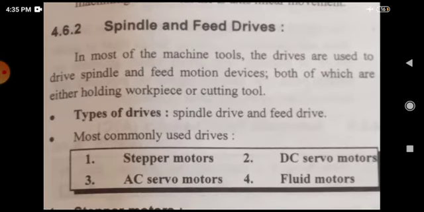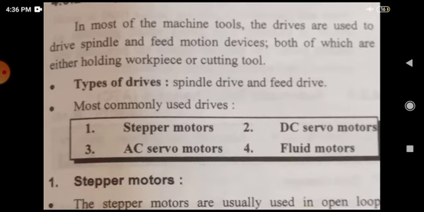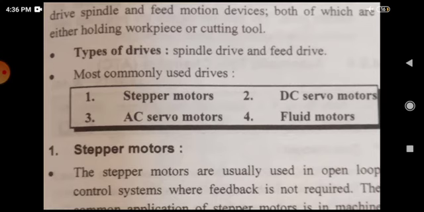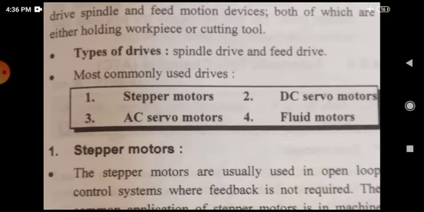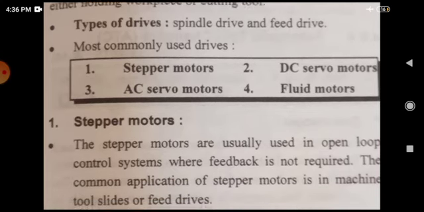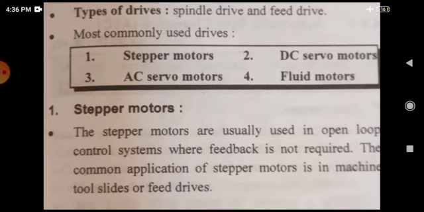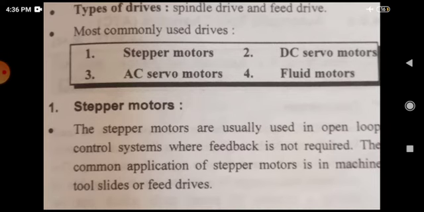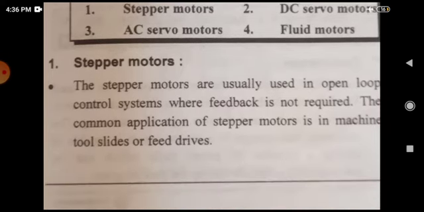In most of the machine tools, the drives are used to drive spindle and feed motion devices, both of which are either holding the workpiece or the cutting tool. Types of drives: spindle drive and feed drive. Most commonly used drives are stepper motor, DC servo motor, AC servo motors and fluid motors.